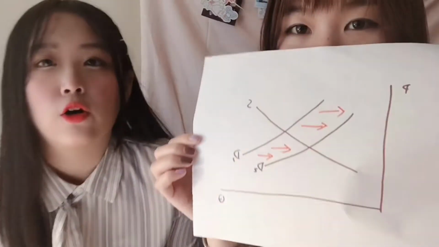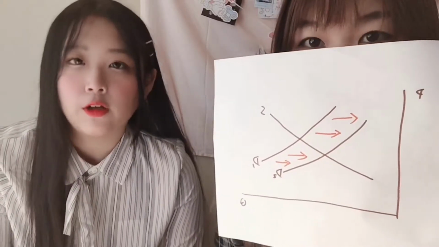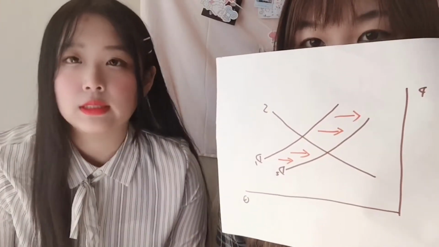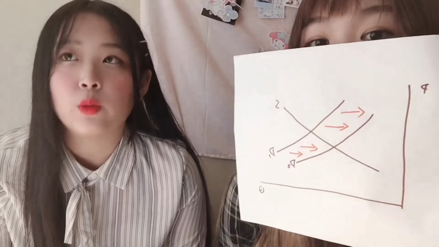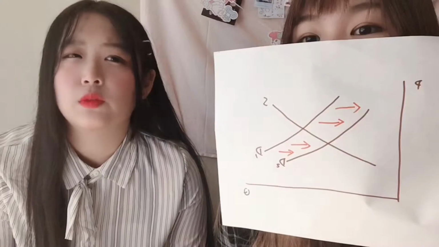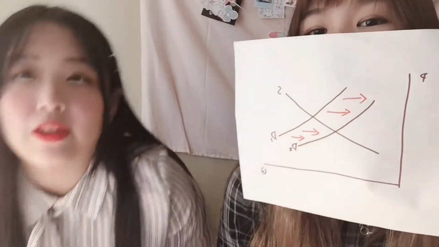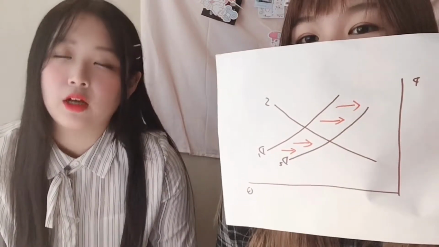Okay, the next example is the complement. Here I have a graph of coffee and coffee mate. As you know, coffee and coffee mate are complements. People always buy coffee with coffee mate, like they are used together. So coffee and coffee mate are complements.